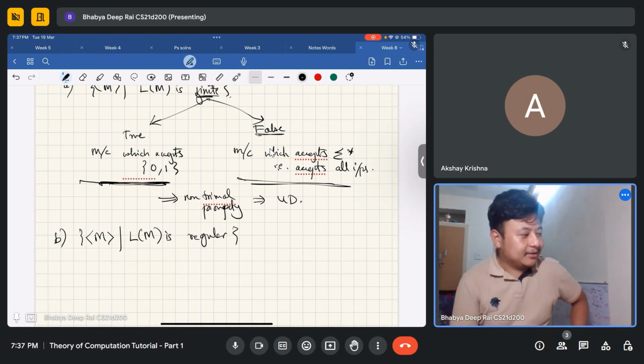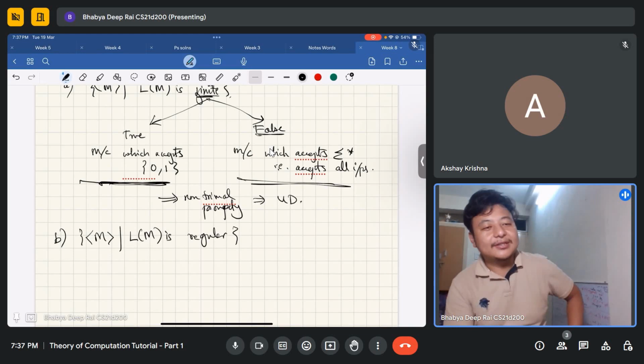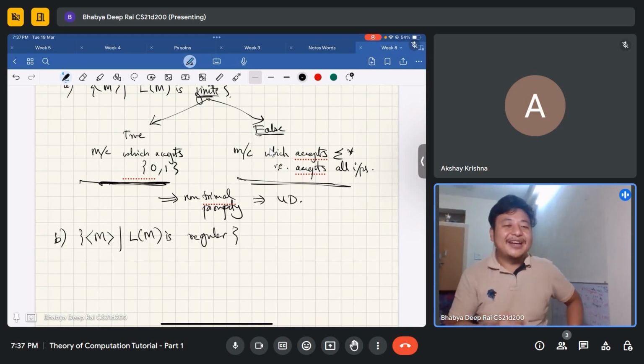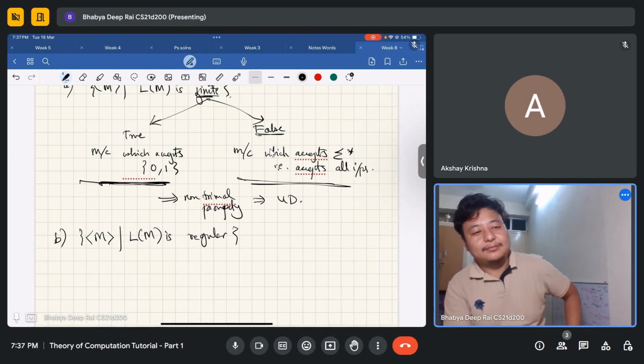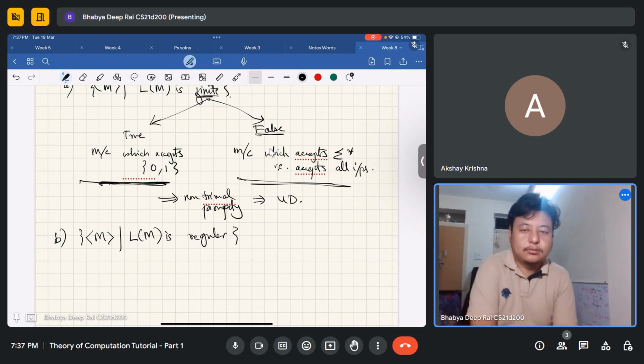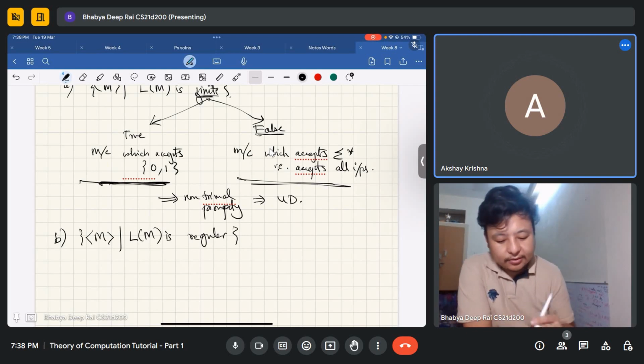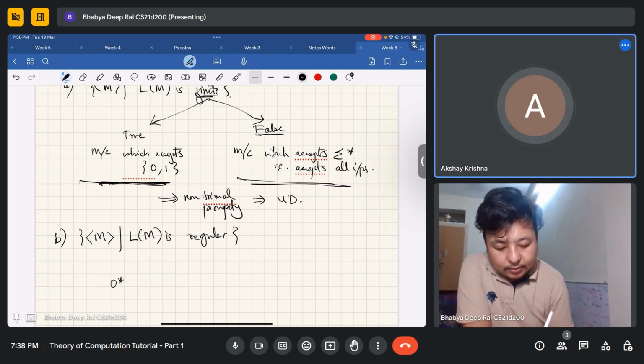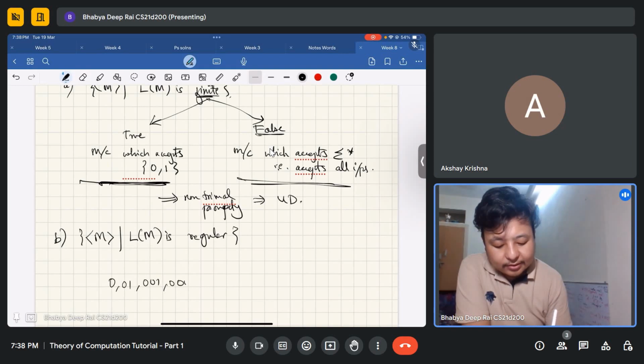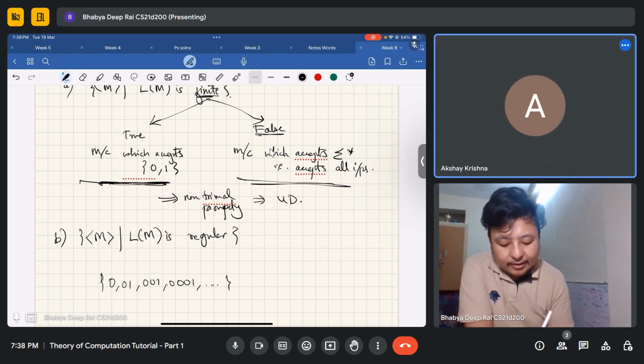Okay, or I ask you this question. Can you give me an example of a language which is regular? 0 star 1. 0 0 1 0 0 1 0 0 0 1 and so on, right? Yeah, this is clearly regular.